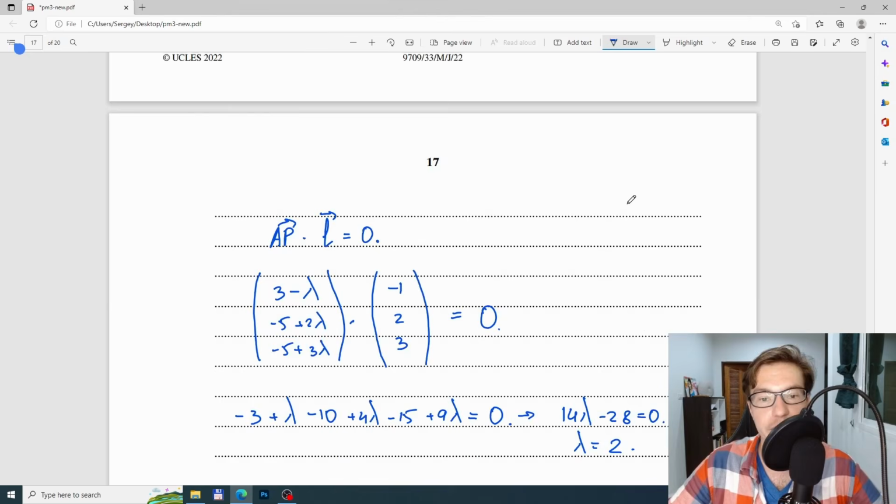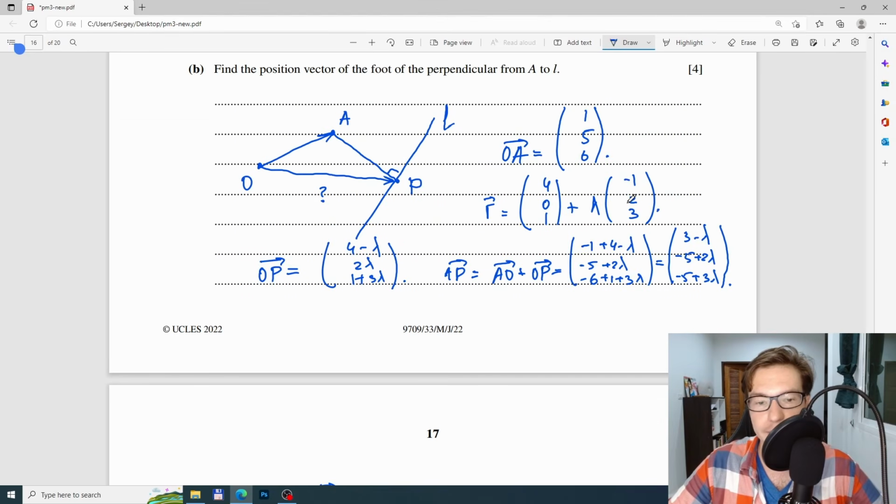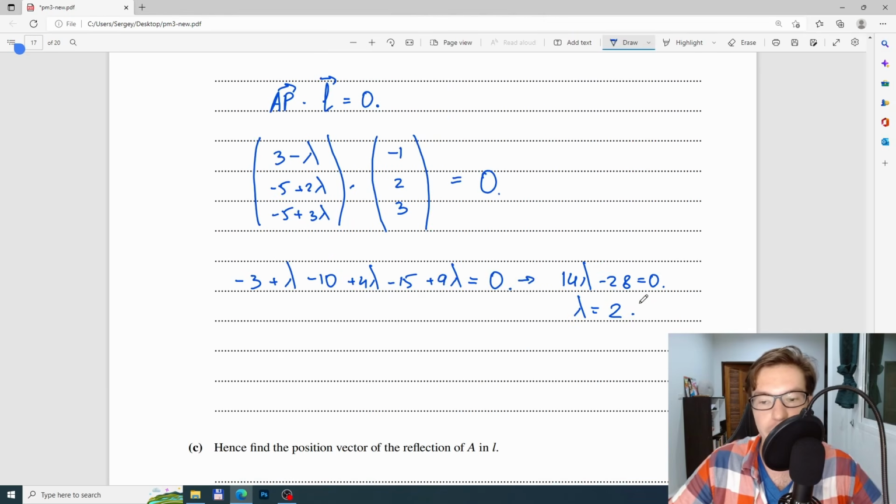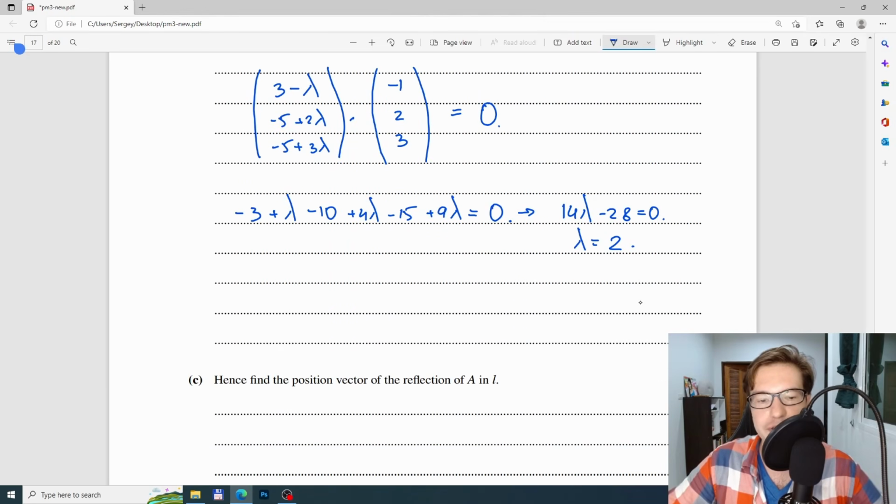Now we're looking for the vector OP. It's 4 minus lambda, 2 lambda, and 1 plus 3 lambda. And now we know the value of lambda, which is 2. So that means OP equals (2, 4, 7). And that's going to be the answer for this question.